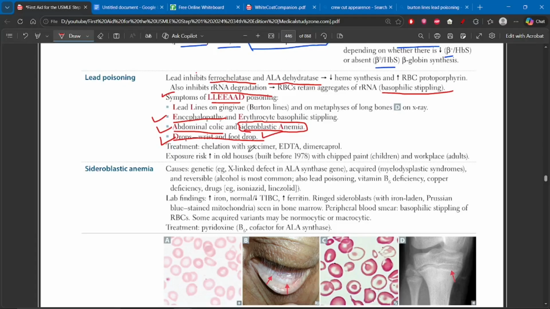Treatment is with Succimer, EDTA, and dimercaprol. You have to remember all three are quite important. They are all three quite important.